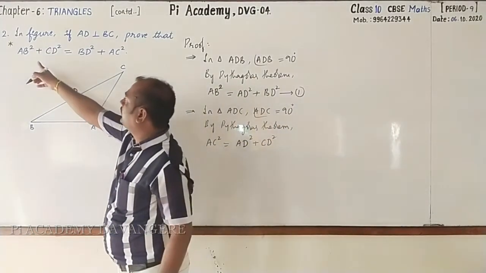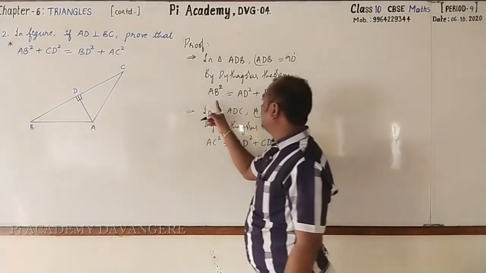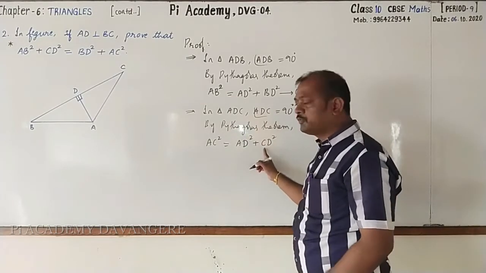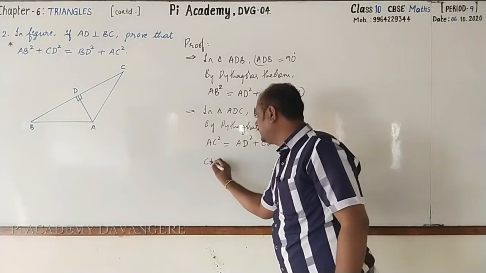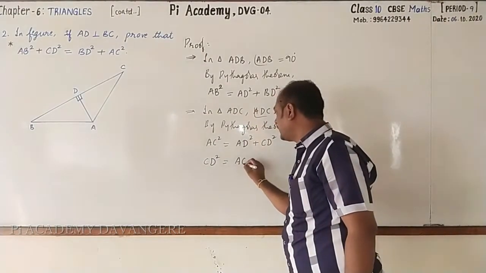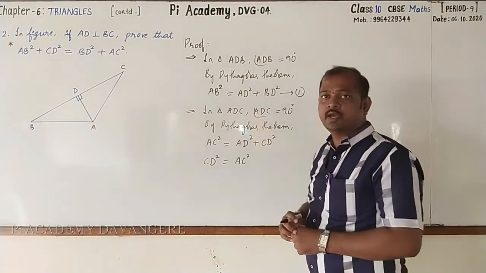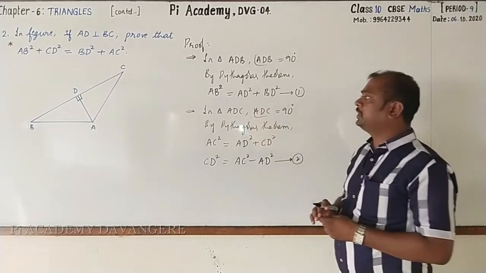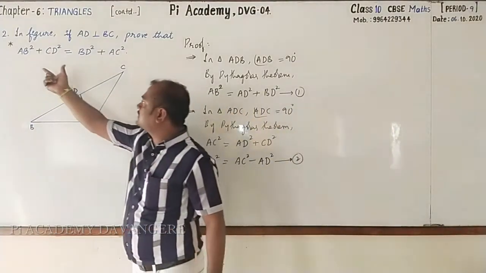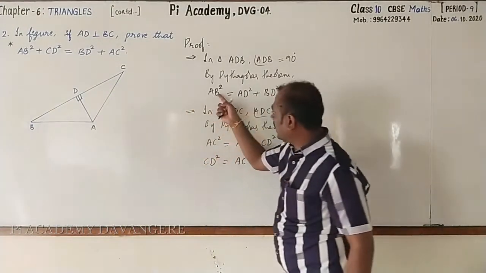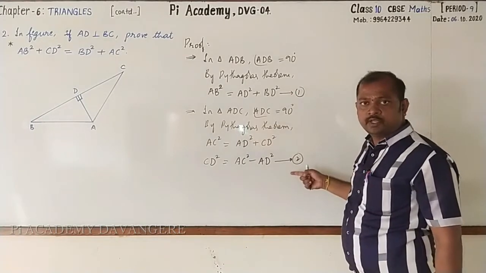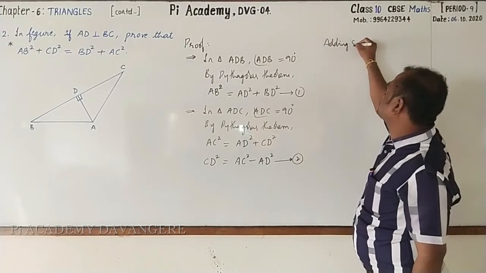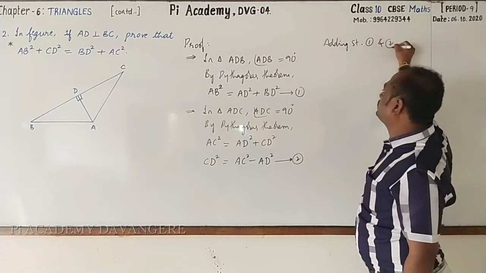See that here we have AB square plus CD square. AB square is already there. We want CD square, hence I go for solving CD square. CD square is equal to AC square as it is. Transfer AD square to the left hand side. It becomes minus AD square. Call this as statement 2. As there is sum of AB square plus CD square, I go for adding statements 1 and 2.